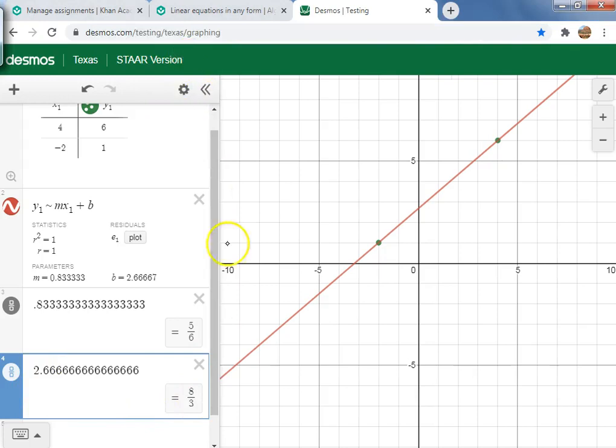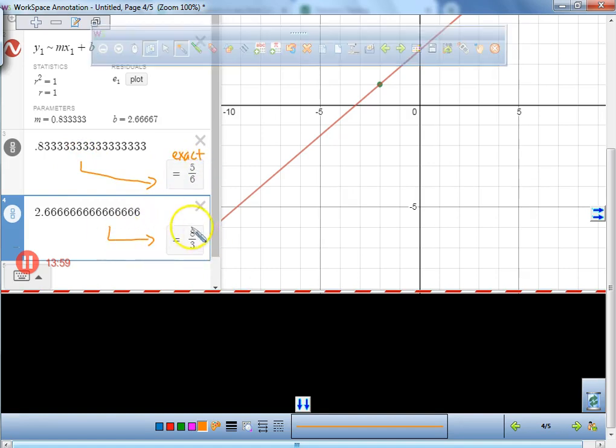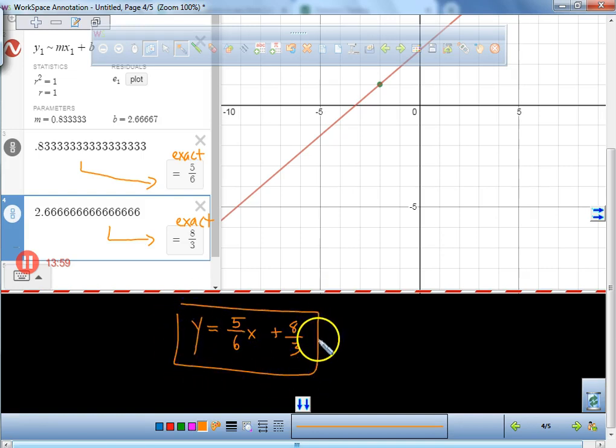Okay, guys, let me explain something right now. I want you to understand that this is the exact. So I want to make sure you understand in the Khan Academy, you better use 5 over 6x plus 8 over 3. The thing that frustrates me sometimes is I go over how to do this, and then a kid will type in these numbers, and like, I don't understand why I'm wrong. Because you didn't do what? You didn't change it to exact numbers.